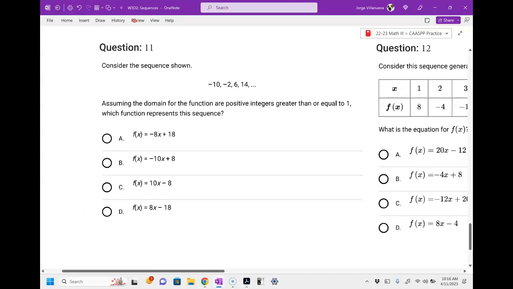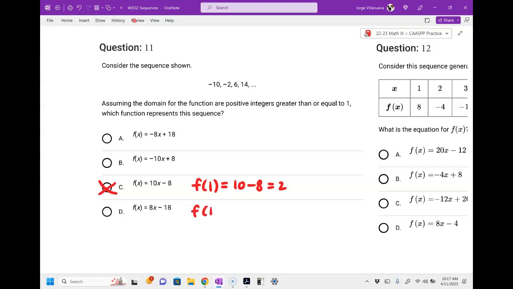When I try C, because that's probably the one I would have tried first, if I try part C, plug in a 1, that's 10 minus 8, that's 2. That doesn't work. So then I'll try part D. f of 1 for part D is 8 times 1 minus 18, that's -10. If I try a 2, 8 times 2 is 16 minus 18, that's -2. And just to be safe, I'll try one more.